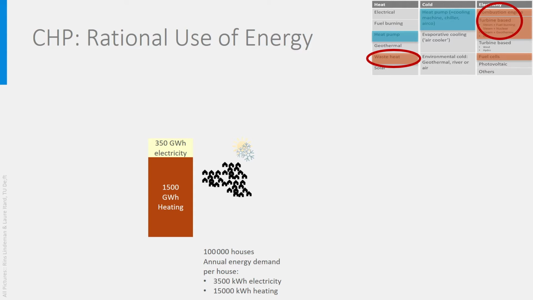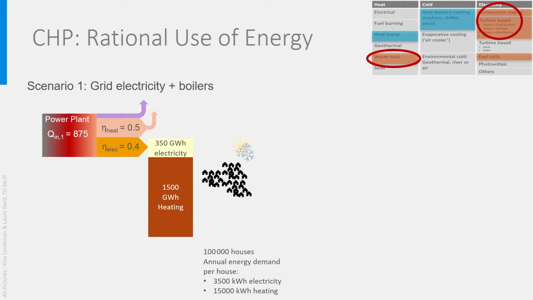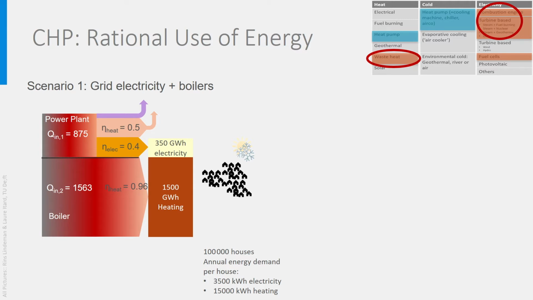Let's look at scenario 1. The electricity is produced by a power plant using one of the combustion cycles to produce electricity with electrical efficiency 0.4, leading to the use of 875 GWh primary energy. The waste heat is just thrown away. The purple arrow indicates non-recoverable heat losses. In each house, condensing boilers are placed and we assume them to work in condensing mode with an efficiency of 0.96, leading to the use of 1563 gigawatt-hour primary energy, summing up to a total of 2438 annually.